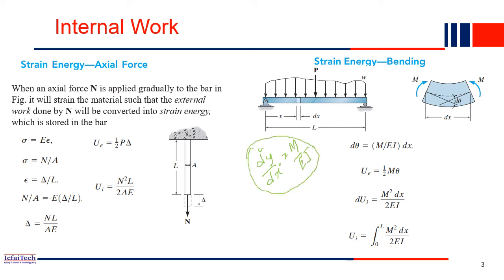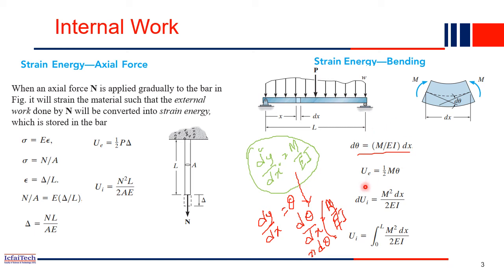From here, dy by dx is nothing but theta, the slope. So this expression can be written as d theta by dx equal to M by EI. From here, d theta equal to M by EI into dx. That's what is written here: d theta equal to M by EI into dx.